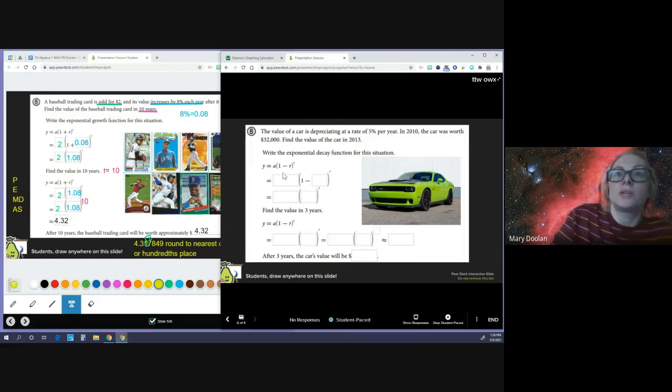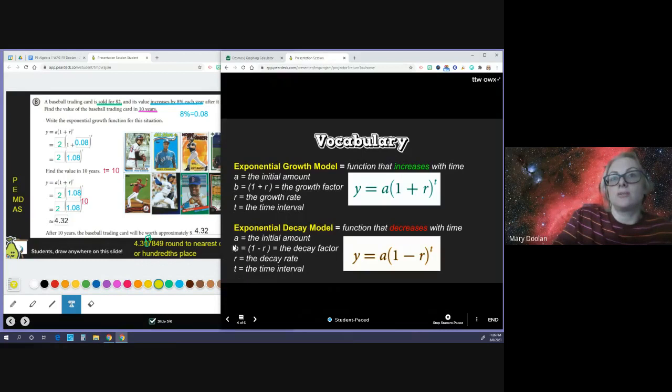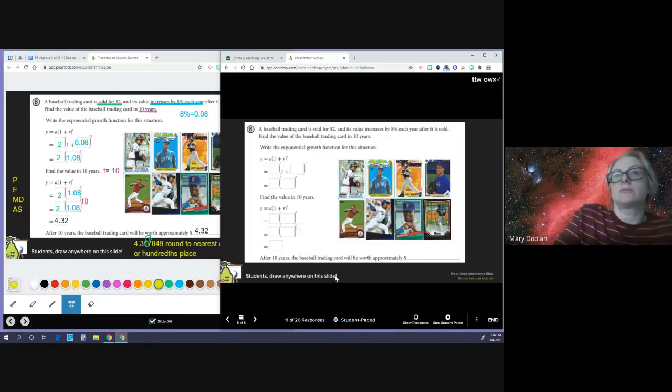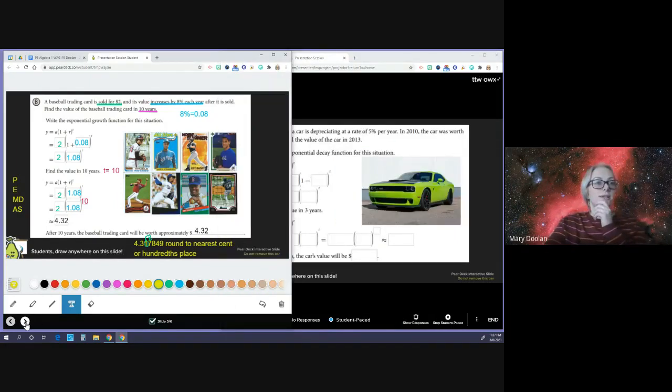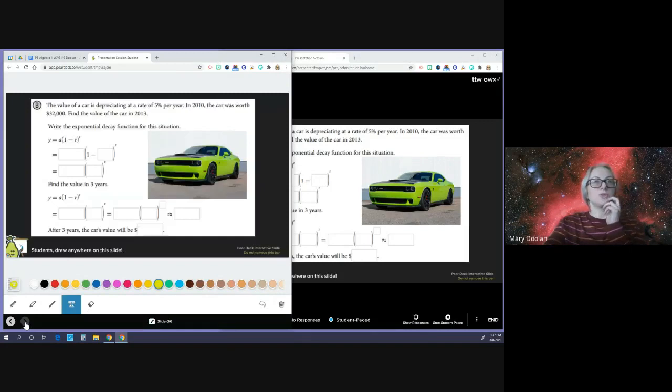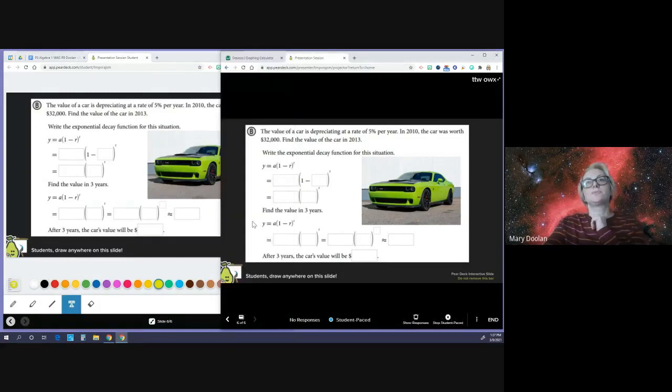And so here is that y equals a times (1 minus r) to the t power. That is from right here. That is the way that formula looks. If we know the initial amount, the decay rate, and the time interval, we could figure this out. So I'm going to go ahead and move forward on this slide. Again, this is being recorded, so you can always go back to this if you need to.